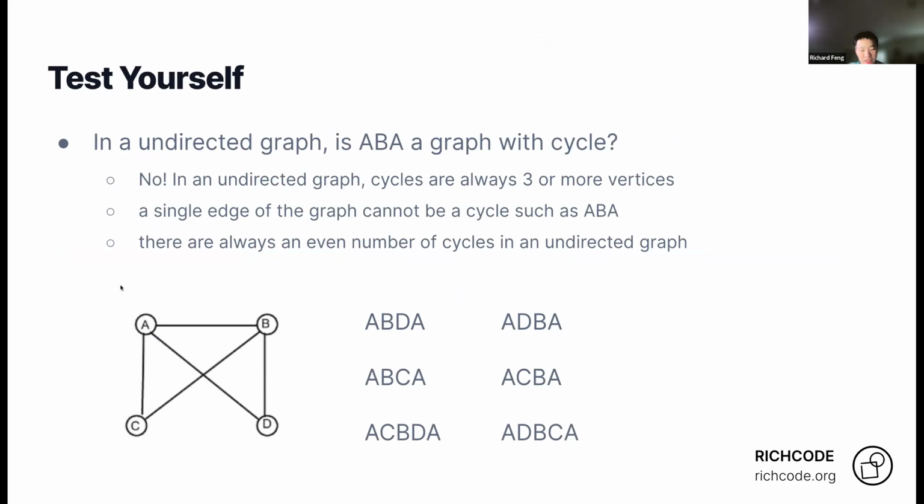Okay, so here is a quick question. In an undirected graph, is ABA a cycle? What do you guys think? So ABA is not considered a cycle because cycles have to have 3 or more vertices. ABA basically, you're retracing the same path.